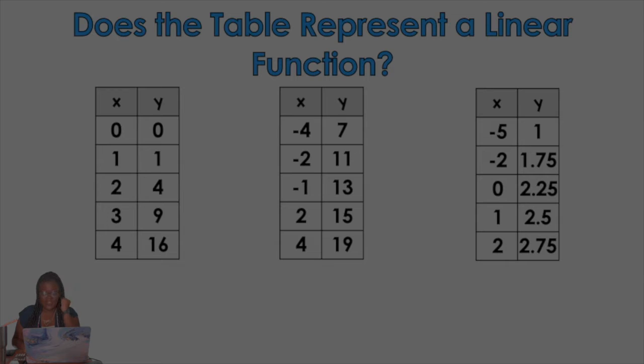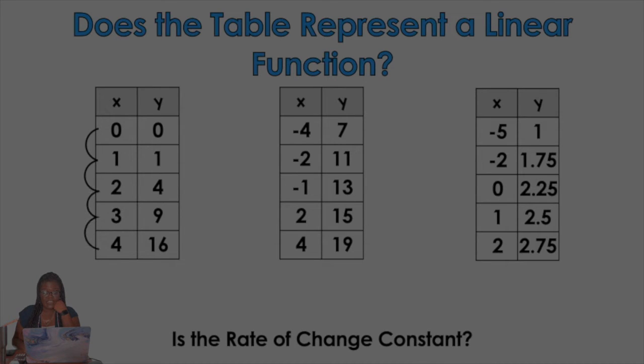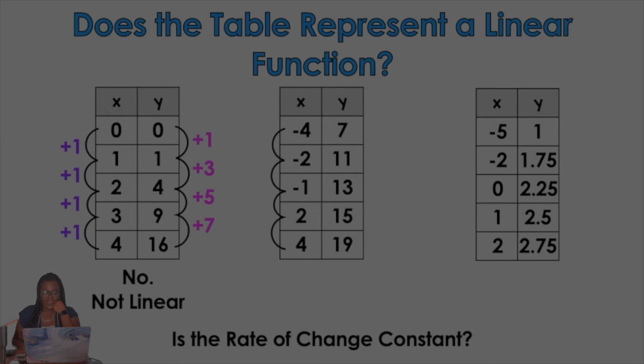Okay, hopefully you paused the video. Is the rate of change constant? Well, let's look at that first one. +1, +1, +1. Then +1, +3, +5, +7. Ooh, not going to work out for us. Then +2, +1, +1, +2. Then +4, +2, +2, +4. Yes, it is linear.